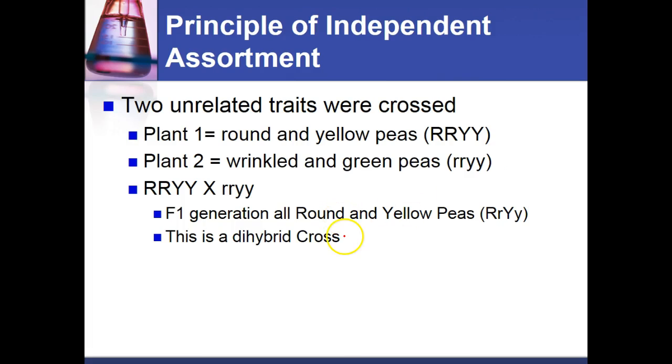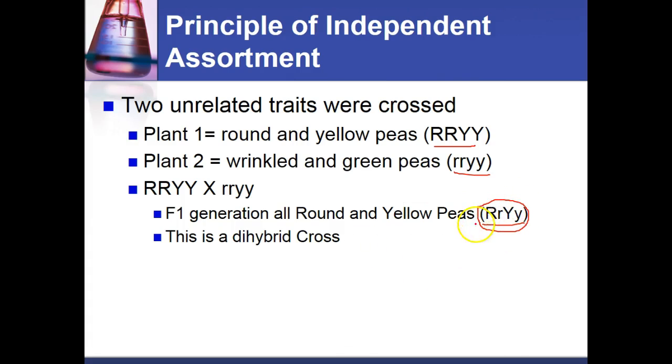2 unrelated traits were crossed. If we crossed a parent that is round and yellow, and we cross that with an organism that is wrinkled and green, meaning they're recessive for all of them, or little r's and little y's, we cross this parent with this parent, we get 100% heterozygous organisms. Okay, that is a true dihybrid cross.